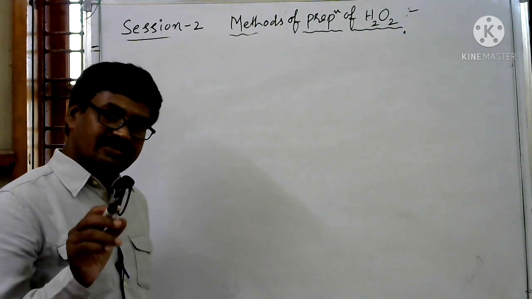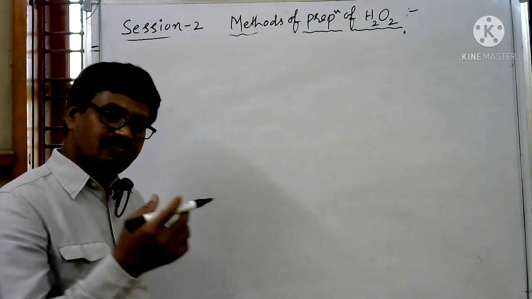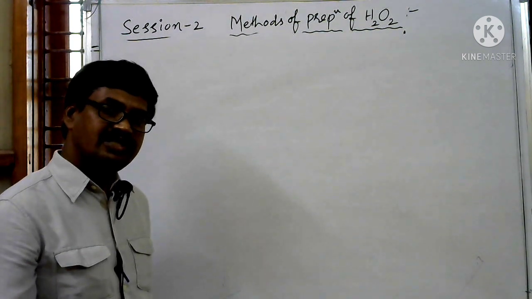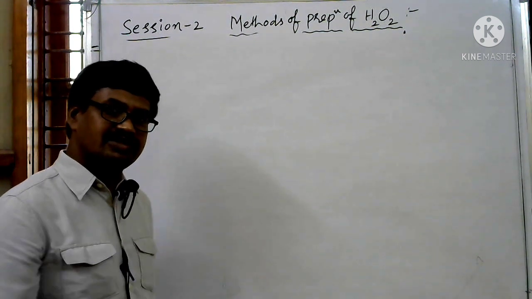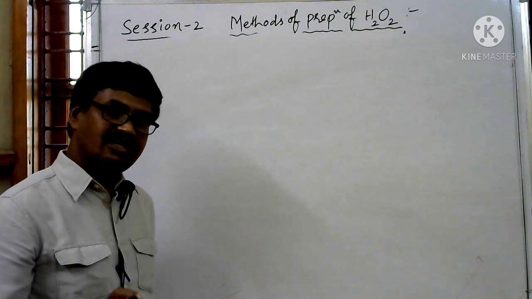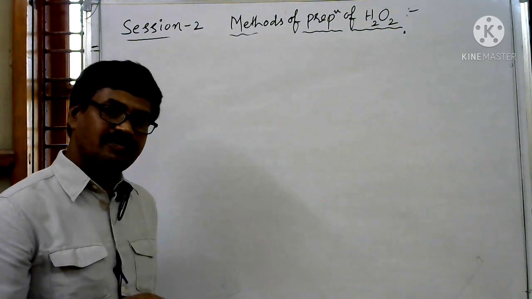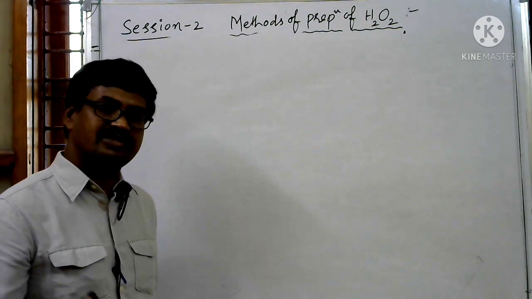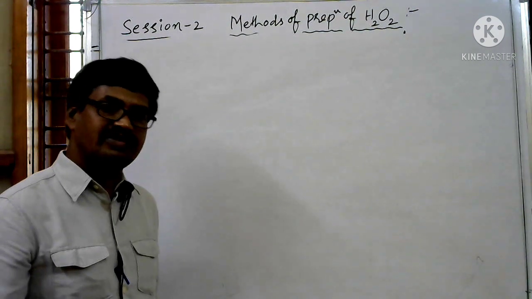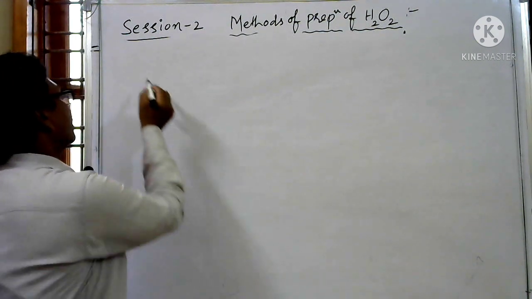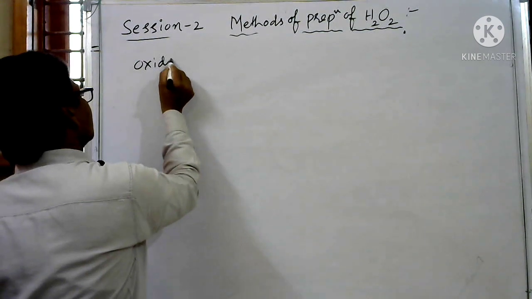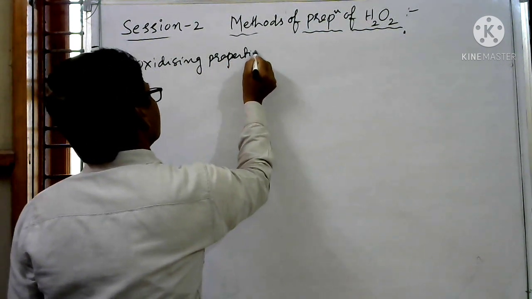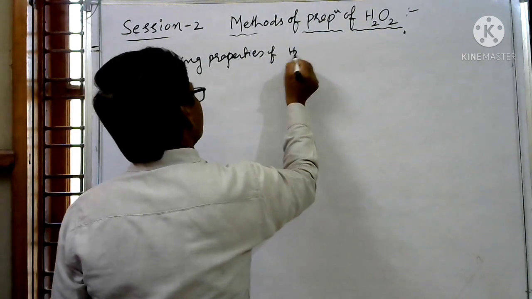After doing experiments, they got some products from some reactants. After experimental observation only, they give the reaction in textbooks. It is officially declared, and only then do they give the information in textbooks. So what is in the textbooks or reference books, we have to remember, and based on that we can write the reaction. Here, first we will take some oxidizing properties of hydrogen peroxide.